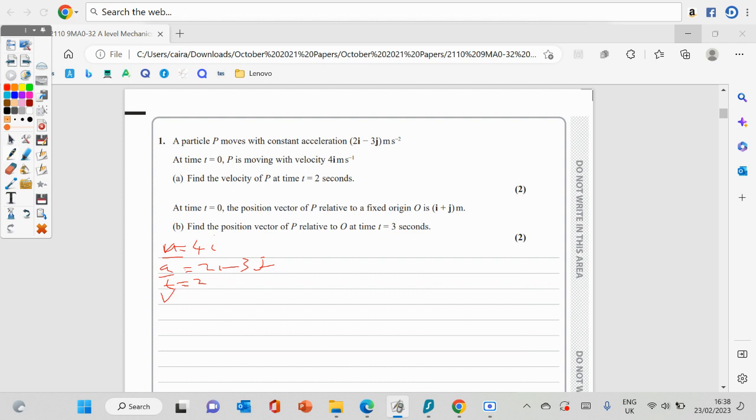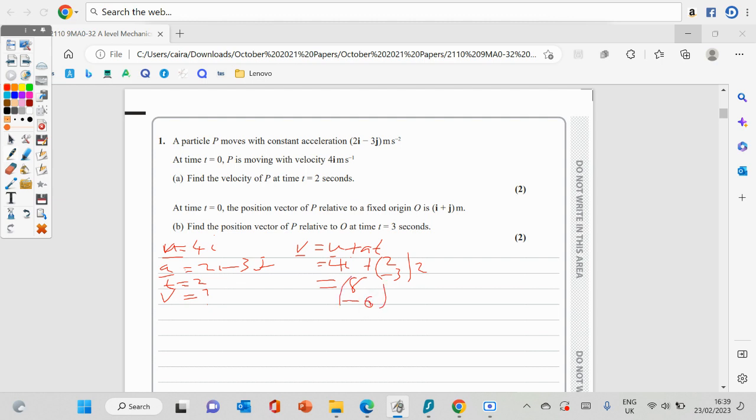We've got u, that's u rather, because that's the initial. v is what we want, so we can use v equals u plus at to get that. So we put in what we know: 4i for the u component, plus (2i minus 3j) multiplied by 2, which will give you 8i minus 6j.